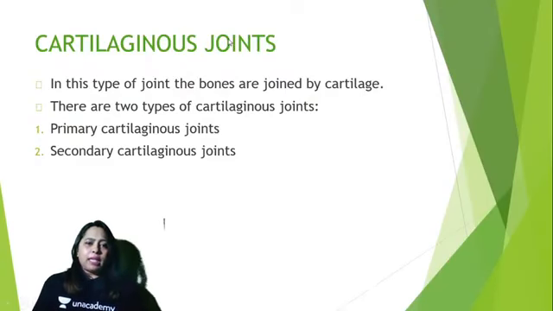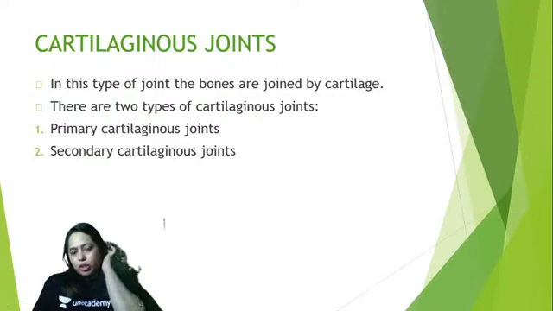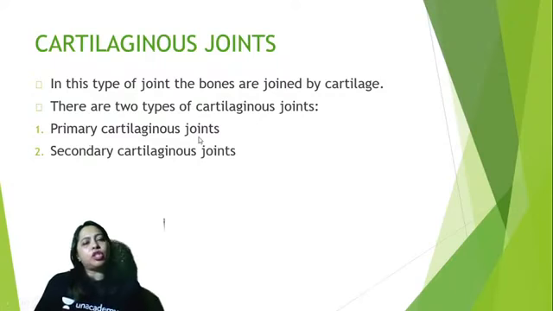Let's move on to the cartilaginous type of joints. I mentioned that there are two types. One is the primary cartilaginous and the other one is the secondary cartilaginous. The primary cartilaginous joint has only one type of cartilage, that is hyaline cartilage. Here you have hyaline cartilage connecting the two bony ends.